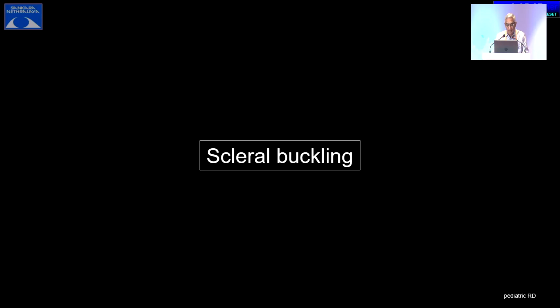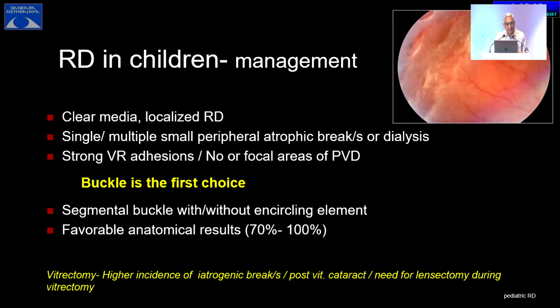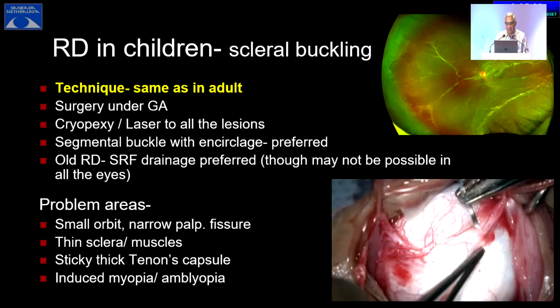Coming to scleral buckling, this is a typical case of clear media, localized detachment, single or multiple small peripheral atrophic breaks and dialysis, strong vitreous adhesions, which is an important thing, and no focal area of PVD. That's why buckle is the first choice when you deal with a pediatric detachment. A segmental buckle along with an encircling band is probably the choice, and these eyes do invariably well, with more than a 90% success rate.